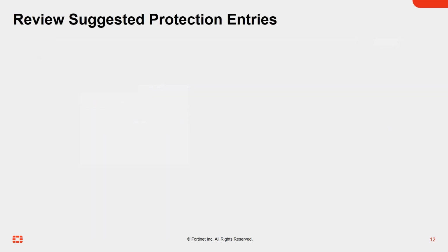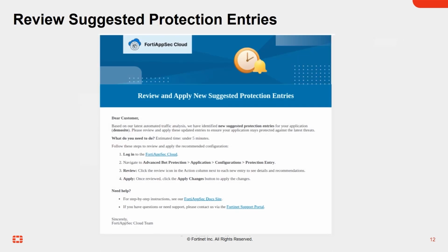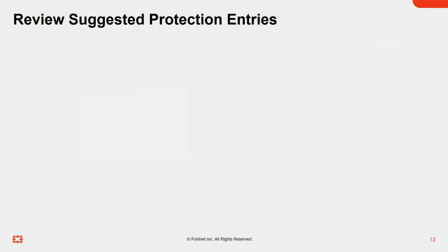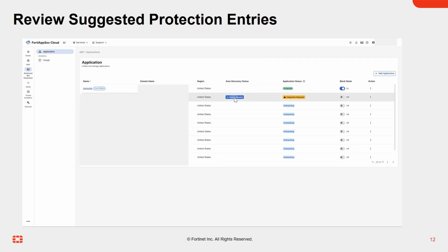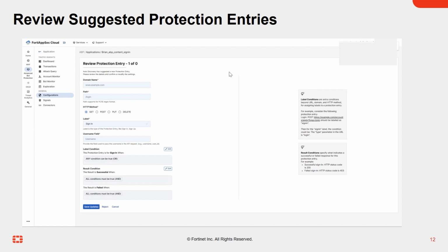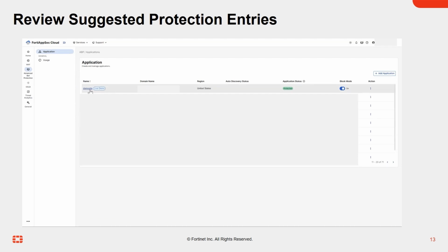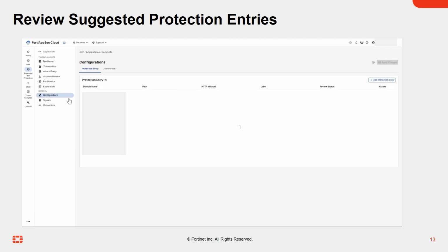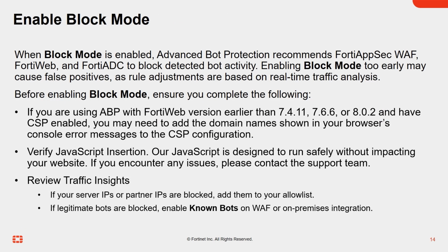When auto-discovery is complete, you will receive an email notification. If auto-discovery has found suggested protection entries, you can review them by clicking Review Needed under the auto-discovery status. You can also see all suggested protection entries by clicking into the application's name and navigating to the Configurations page. Finally, when you are ready to start blocking all detected bot activity, enable block mode.